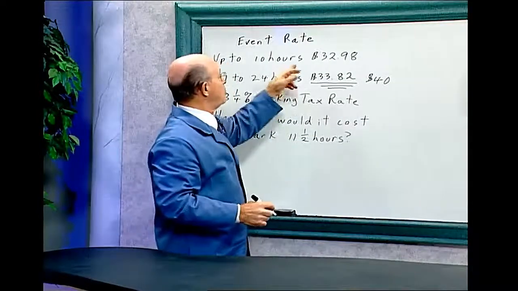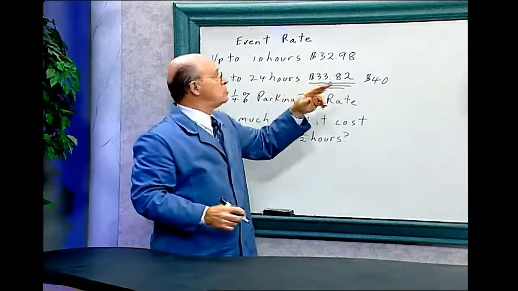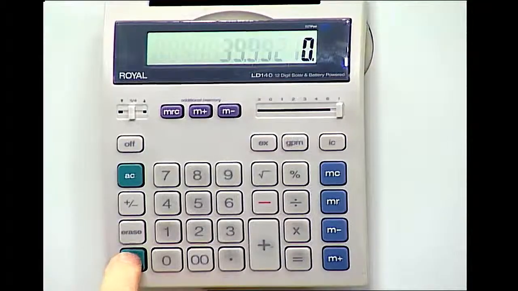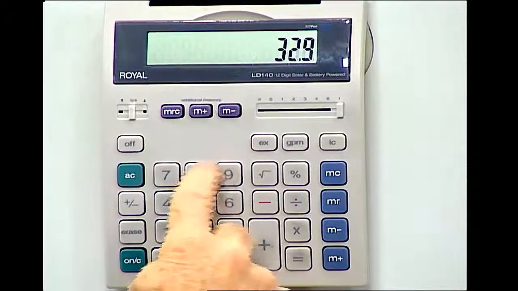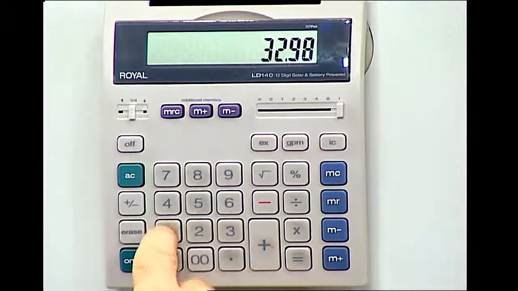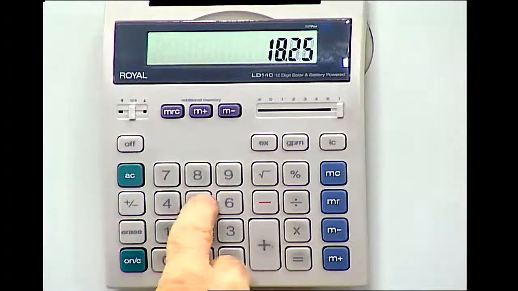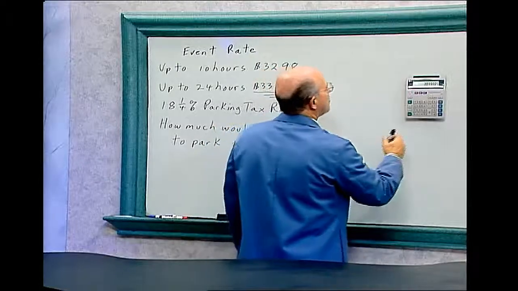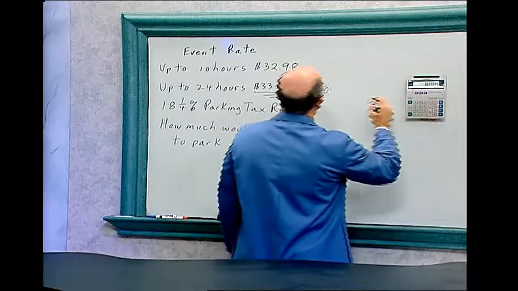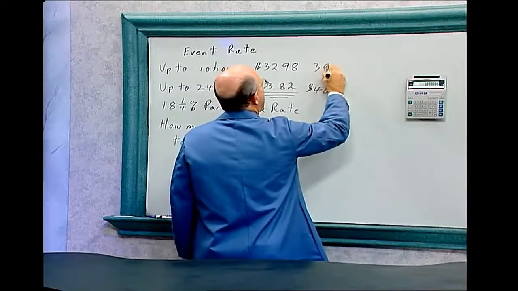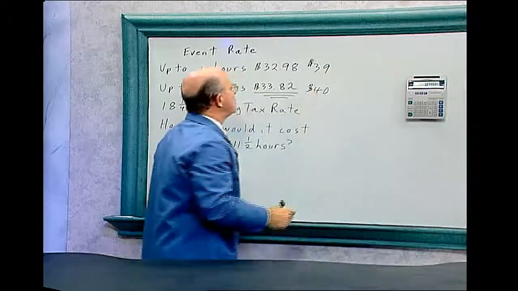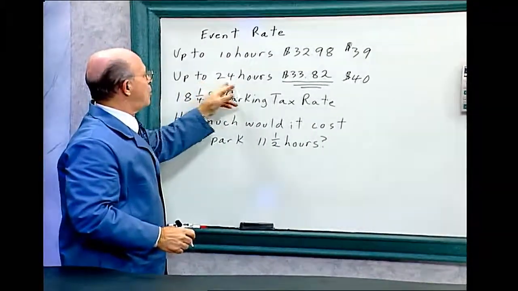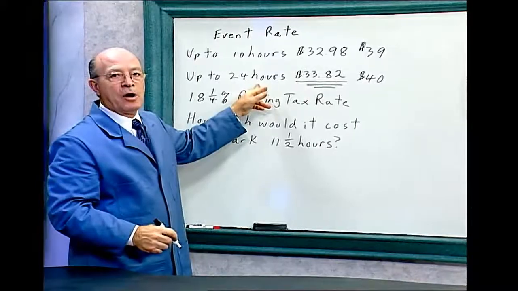Now we can find out what would it be for here up to 10 hours. It's $32.98. Let's just figure the rate for that. Let's just put in $32.98 plus 18.25%, and that equals 38.998, so it's $39. So for just $1 extra, you can park the whole day in that parking garage.